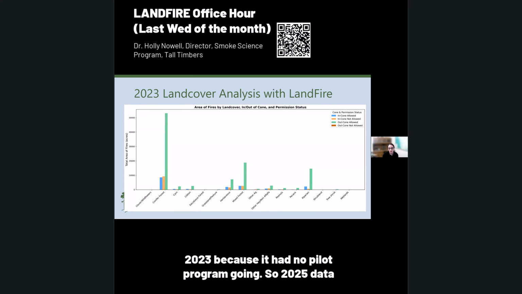We went with 2023 because it had no pilot program going. So 2025 data obviously would have been skewed by the pilot program in place. And so we see that most of the permits are coming for conifer forest, which is no surprise in this region. And then we see a lot of in-cone not allowed burns according to the 2025 Pilot 2.0 program. Several of these permits would have been denied because they would not have fallen within that pilot. So we're just doing this to kind of get an idea.